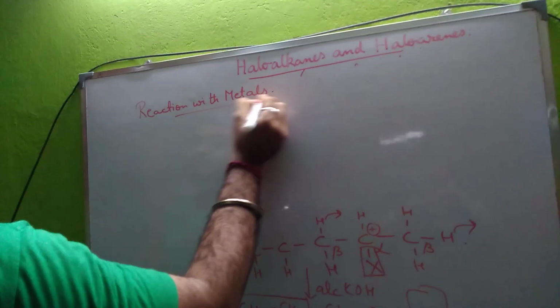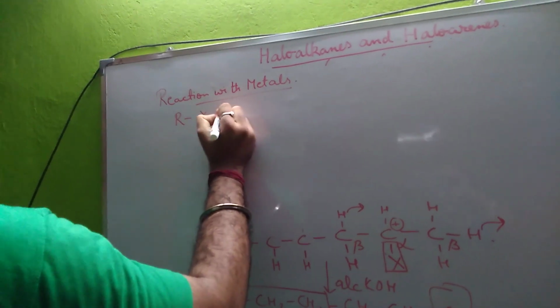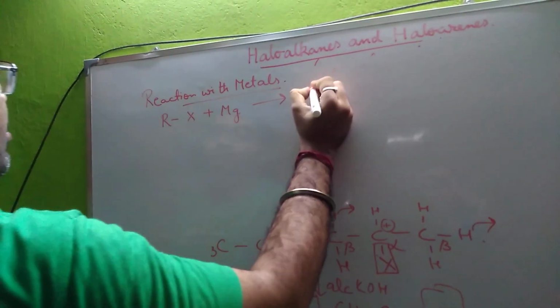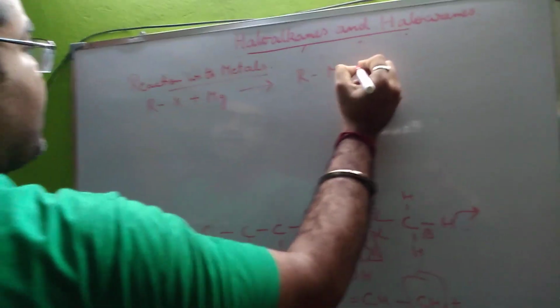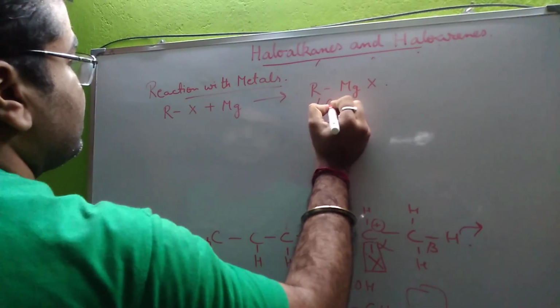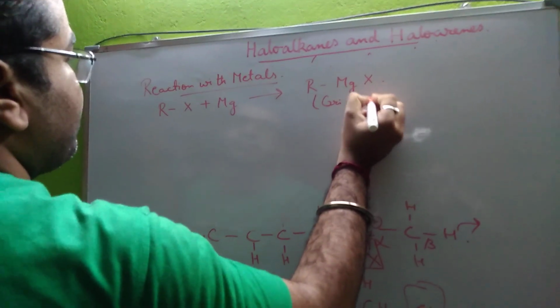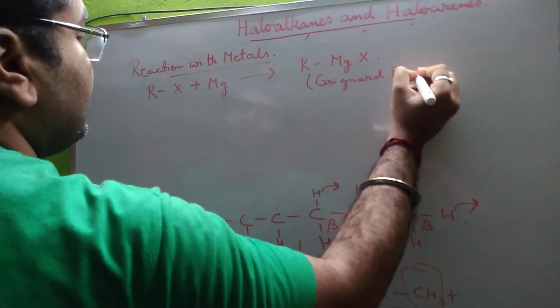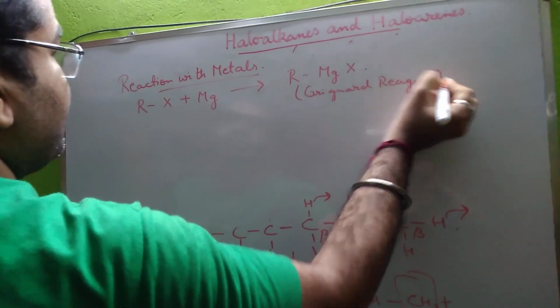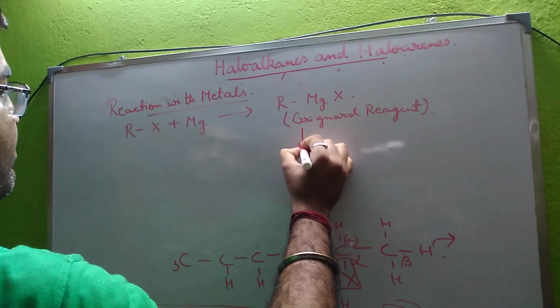As you can see, this is the alkyl halide. When it reacts with magnesium, what happens? It forms RMgX. It is known as Grignard reagent. Grignard was a scientist. After he had done this reaction, the name was given.